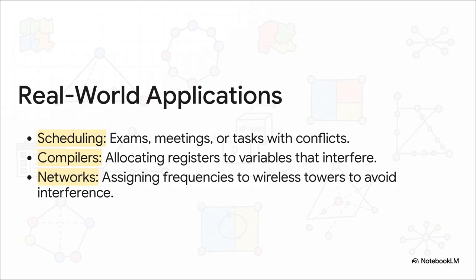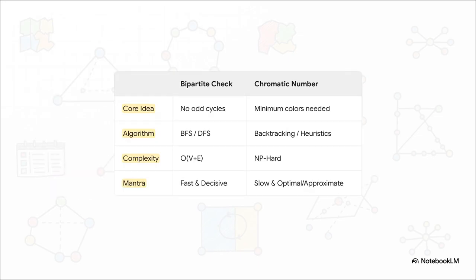Anytime you have a set of things with constraints, where this can't be next to that, you're probably looking at graph coloring. All right, let's boil this all down. If you're heading into a technical interview, this is your cheat sheet. When you hear about checking for 2 colors, you should think bipartite. The key idea is no odd cycles, the algorithm is fast, and the answer is a decisive yes or no. When you hear about finding the minimum colors, you should think chromatic number. The key idea is optimization, the algorithms are slow and complex, and it's NP-hard. It's all about that distinction between is it possible and what's the best.